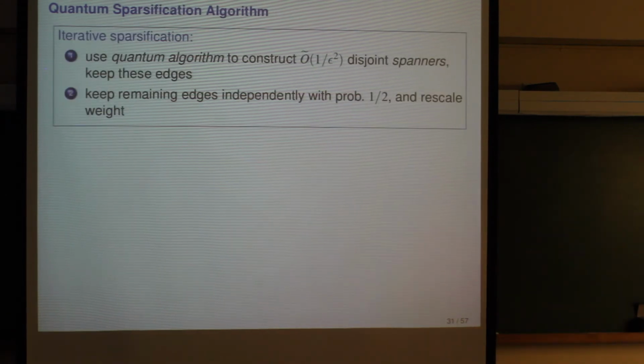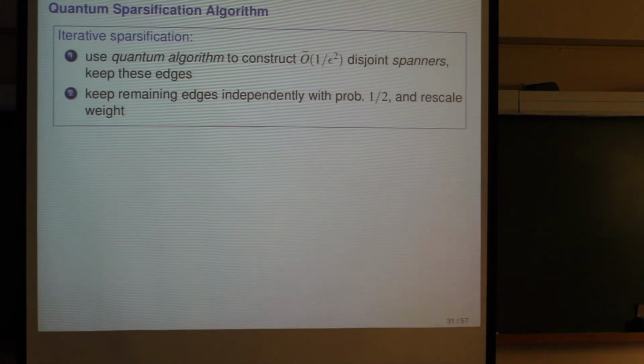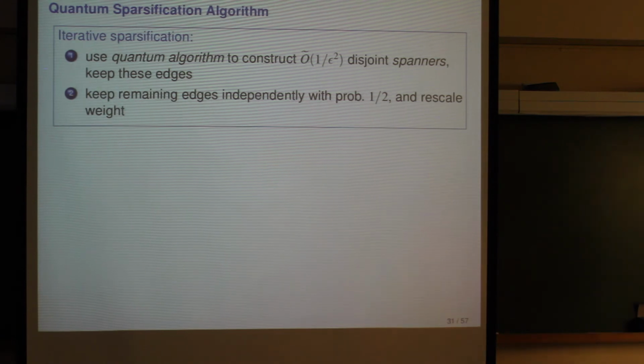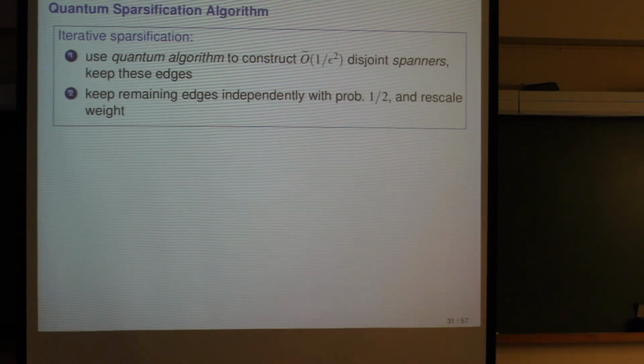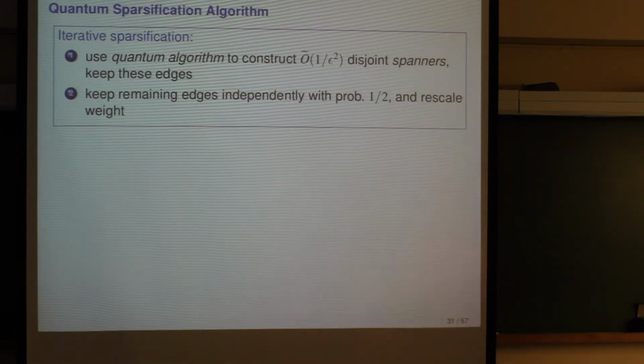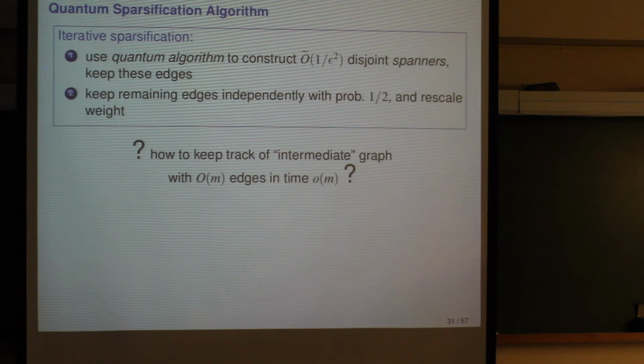So now we can propose the following algorithm. We use a quantum algorithm to construct these spanners. We construct a couple of spanners which identify the important edges, and then we discard half of the remaining edges. And that's good because that works. Namely, we get an epsilon spectral sparsifier with approximately half the number of edges of the original graph. But what's not so good is that it's not at all clear.